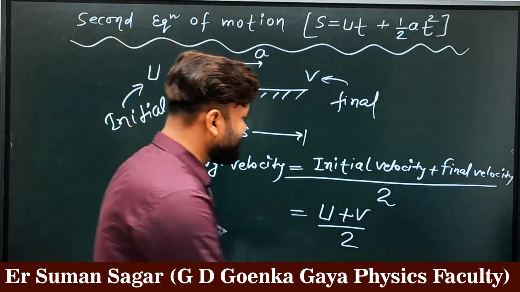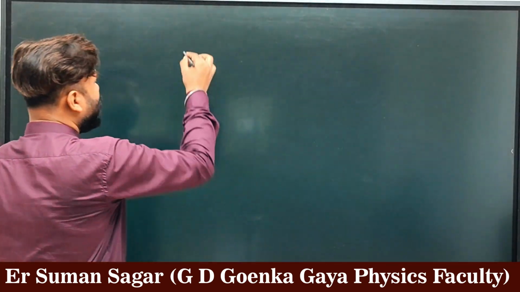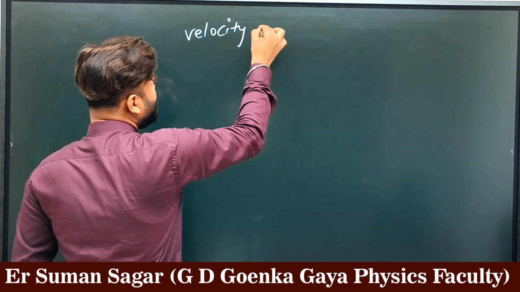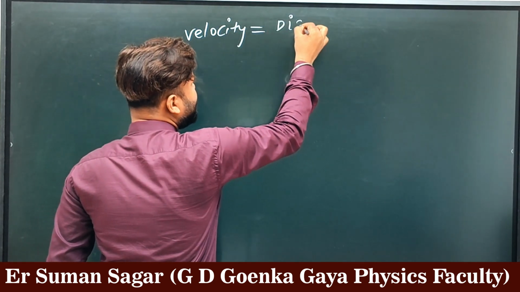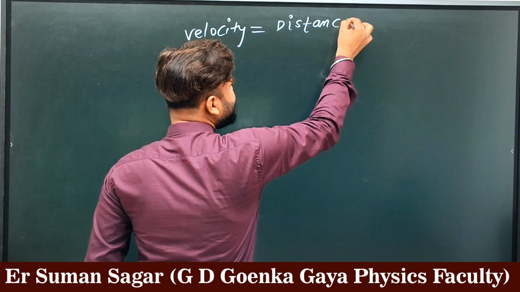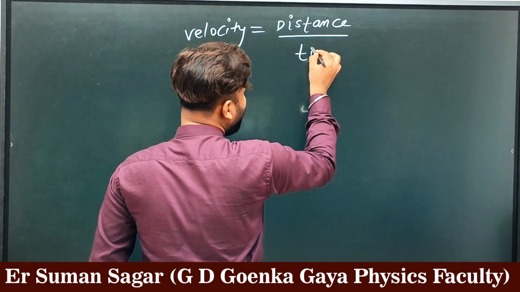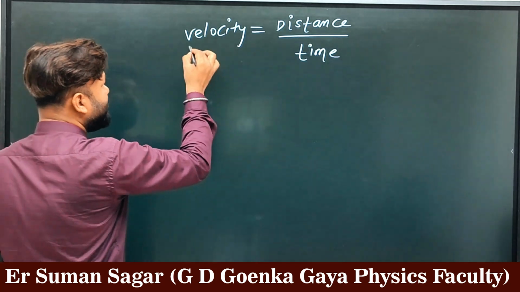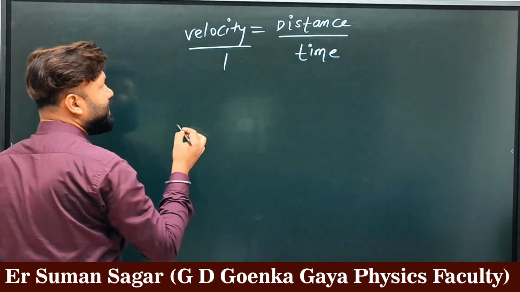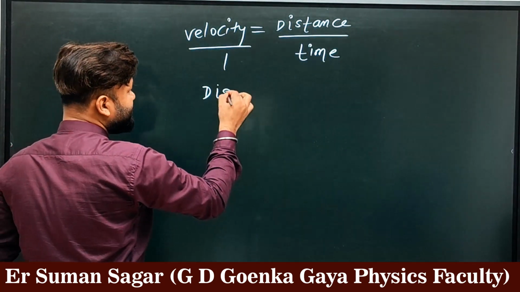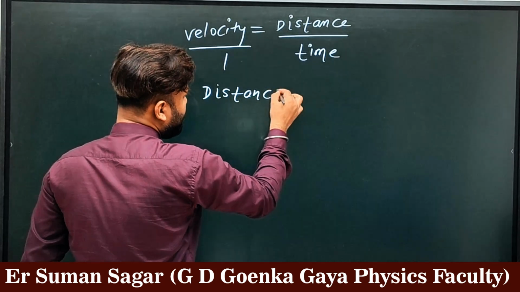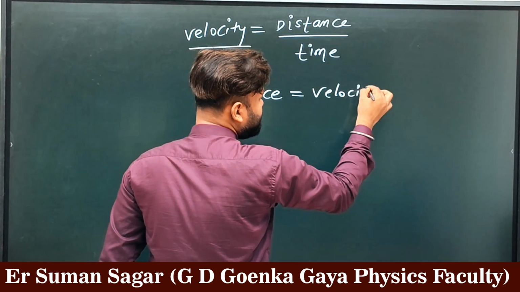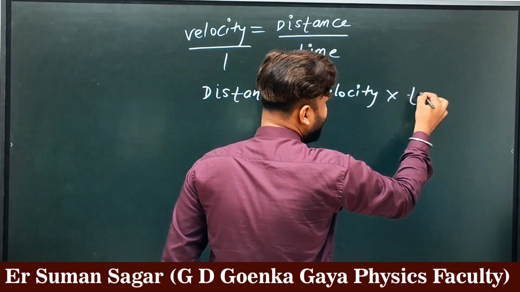Now after this, one more formula we are using, students, that is velocity is equal to distance by time. We have already learned this in the previous classes. So velocity is equal to distance by time. Let's multiply distance into 1. So it is distance, and velocity and time multiply. So it is velocity multiply time.